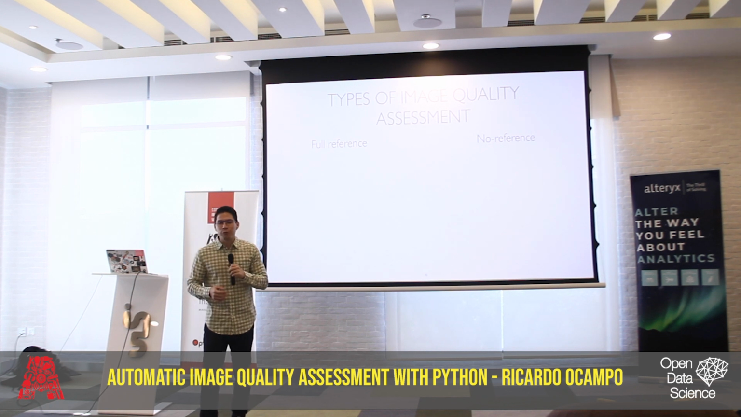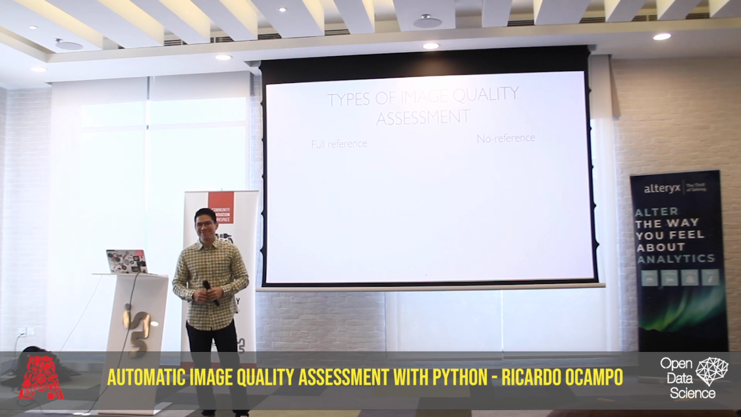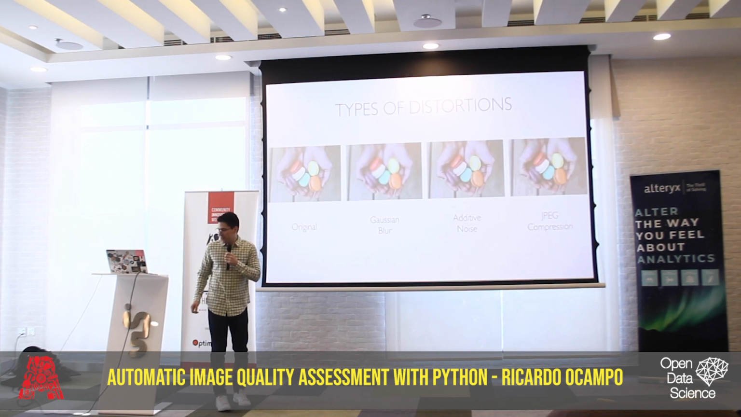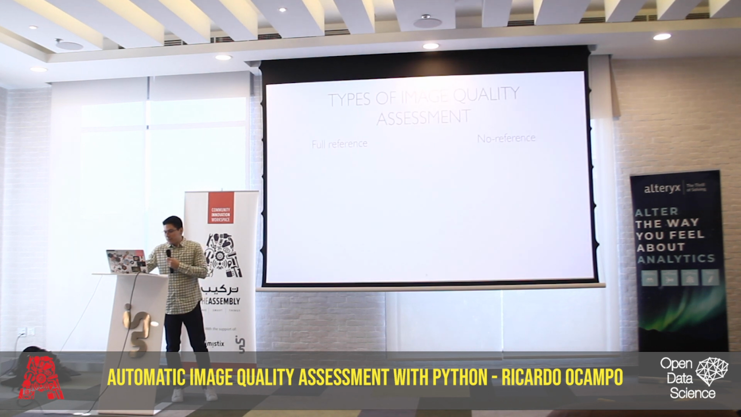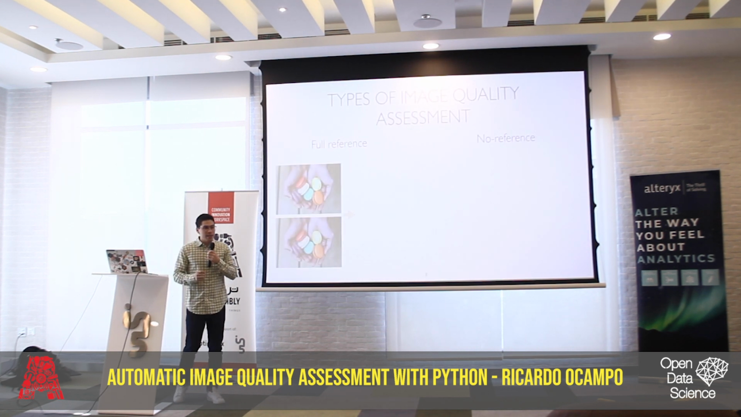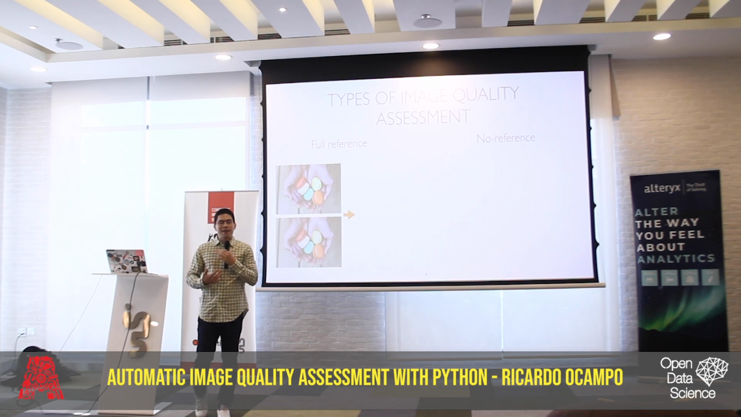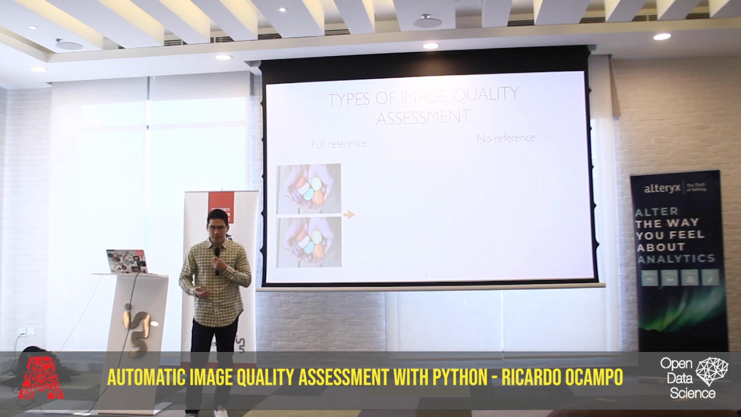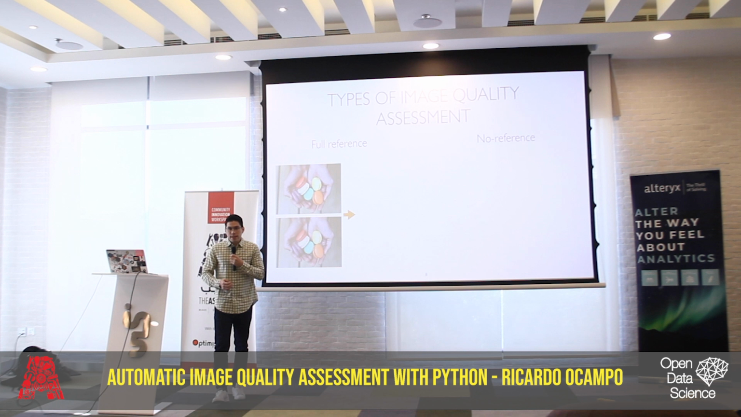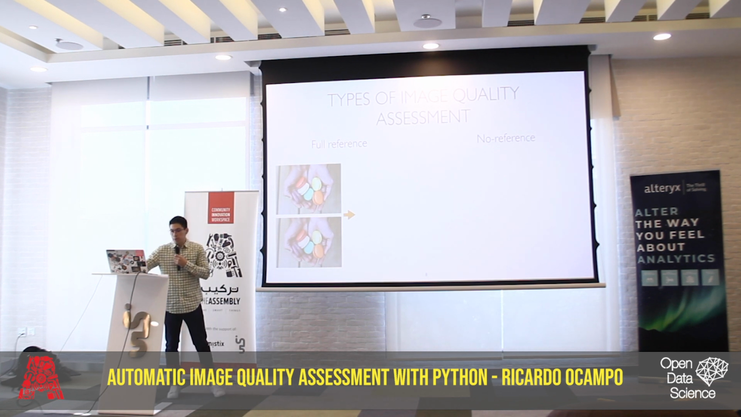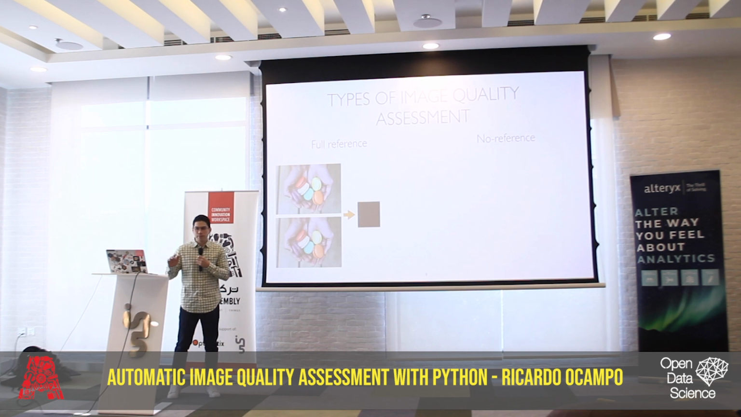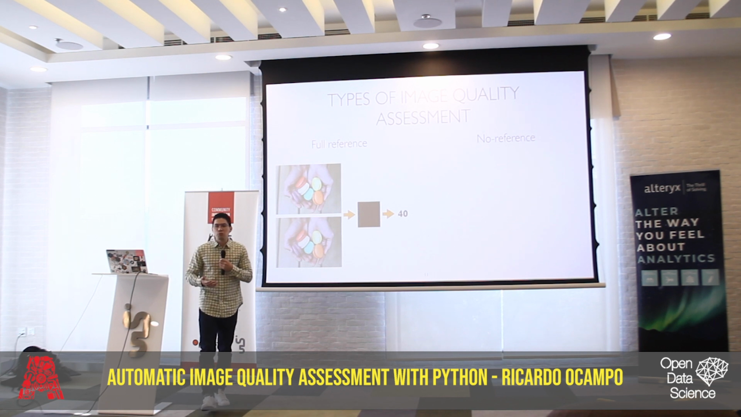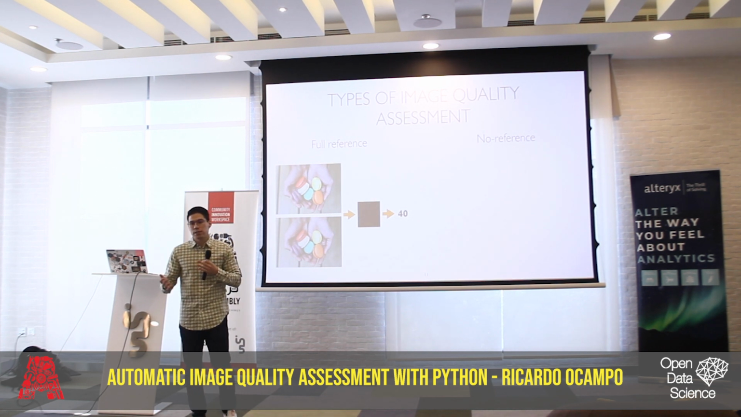Again, what do you think is full reference? A full reference will be, I have the good quality one and the bad quality one. The bad quality one is called distorted. So I have the good quality and the distorted, and then I input these 2 images into something, and I get a number. Let's say between 0 and 100, where 0 is bad quality and 100 is good quality.